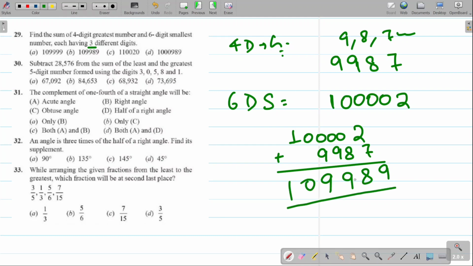Is there any option 109989? Yes, there is option number B.